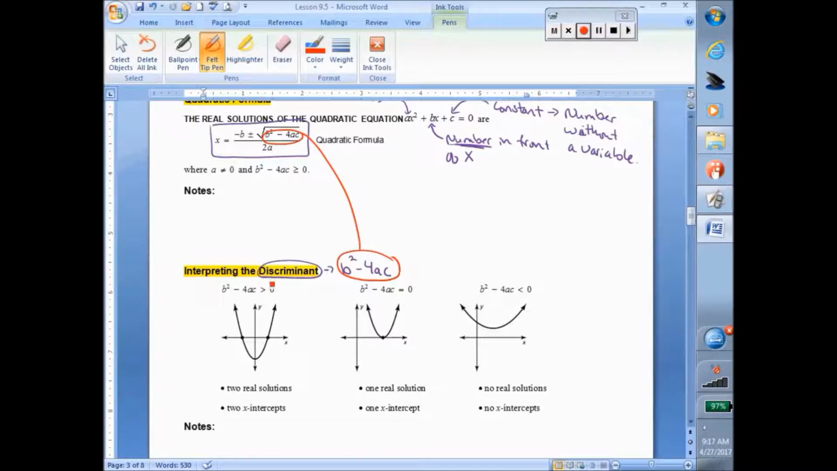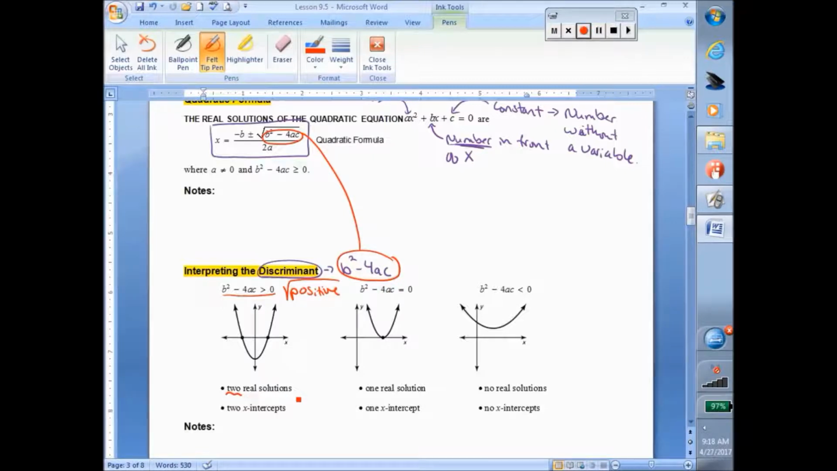The first possibility is when our discriminant is larger than 0, or in other words, when our discriminant is positive. Now remember, the discriminant is underneath that square root. So if we're going to take the square root of a positive number, that's when we will have two solutions. We had to use the plus minus. So if our discriminant's positive, we're going to have two real solutions.